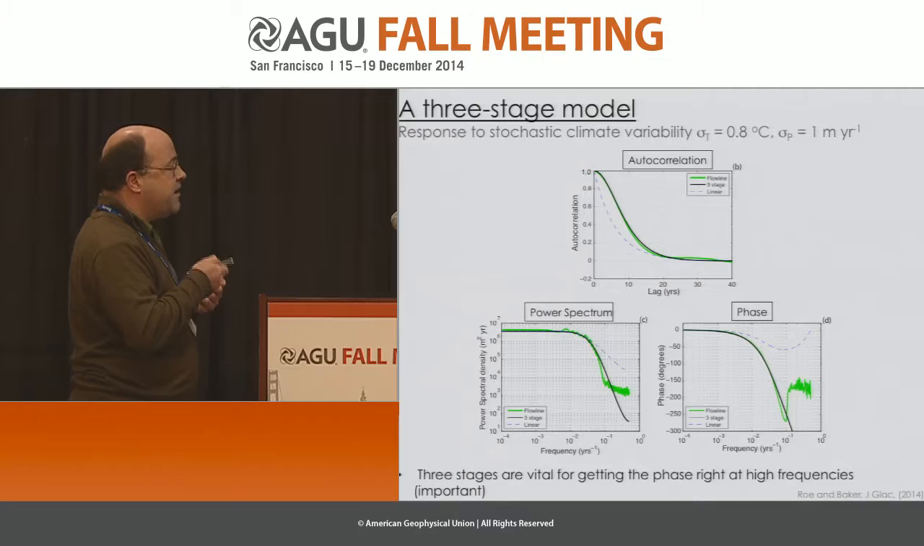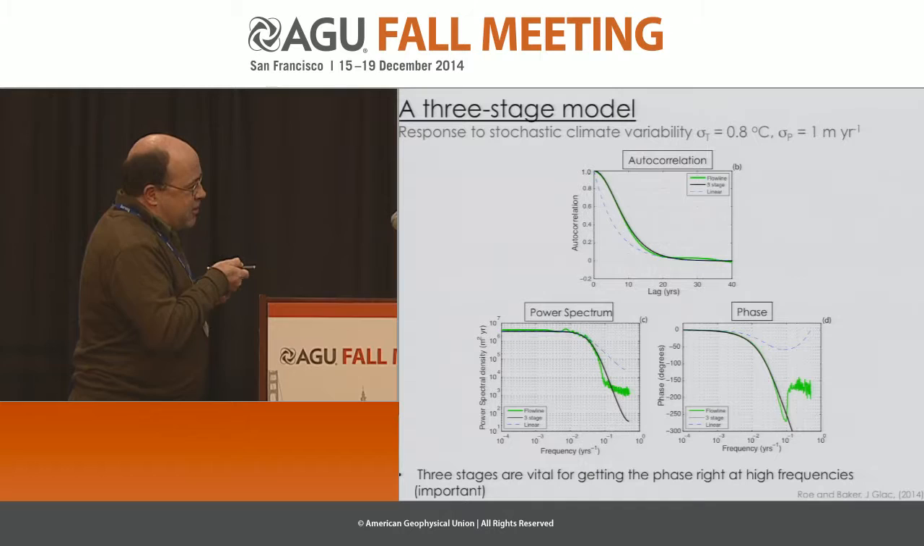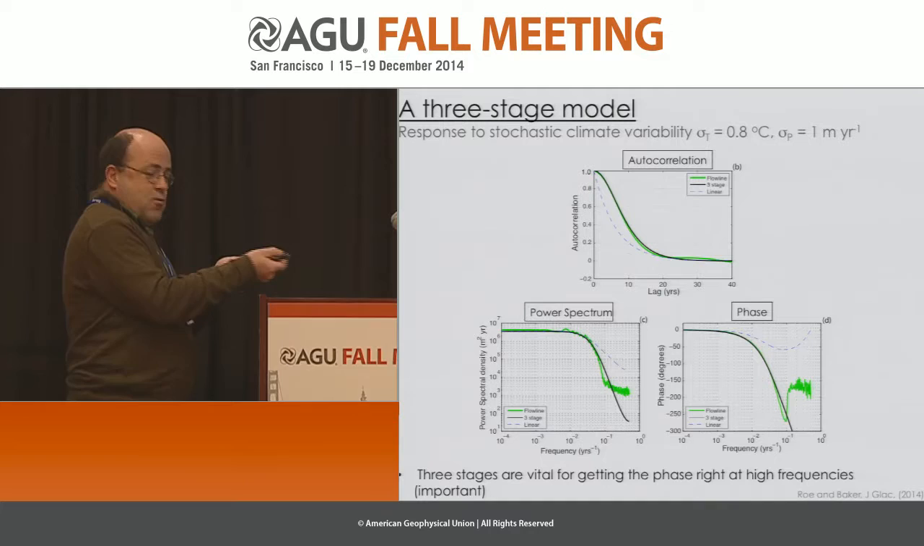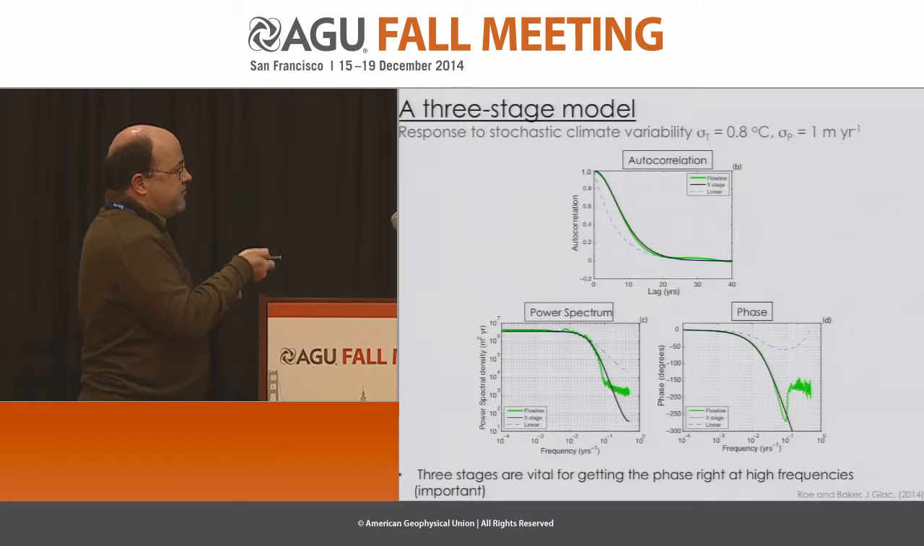And the clue that three stages is the right number of stages is that at high frequencies, you tend to a phase lag of about 270 degrees. So each stage, at high frequencies, is in quadrature with the previous stage. So you get 3 × 90, which is 270. And that's the behavior of both the flowline numerical model and, of course, the three-stage model by construction.